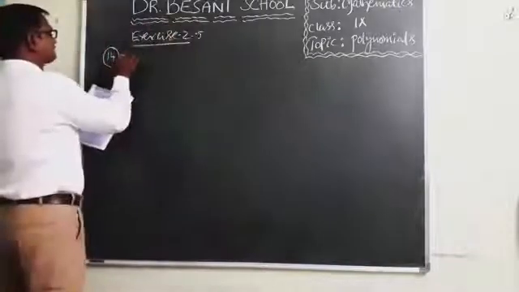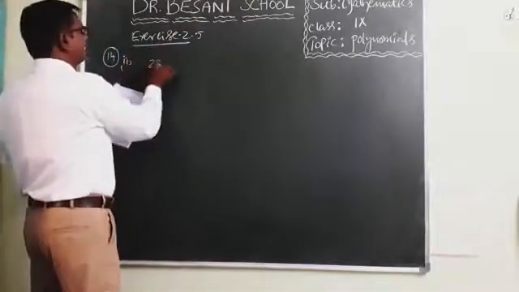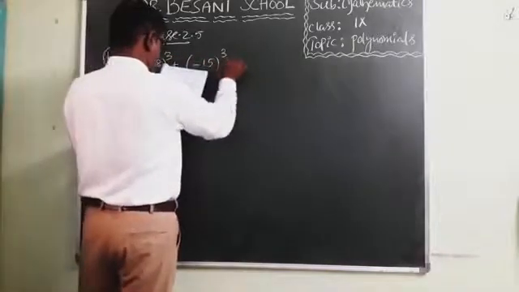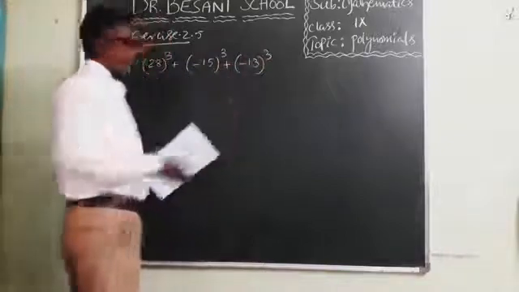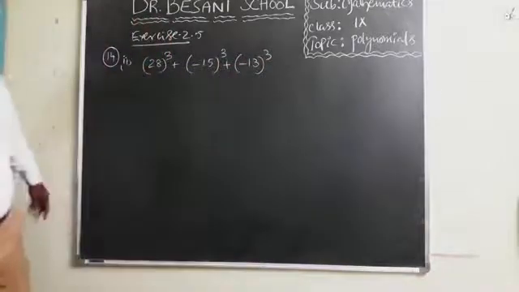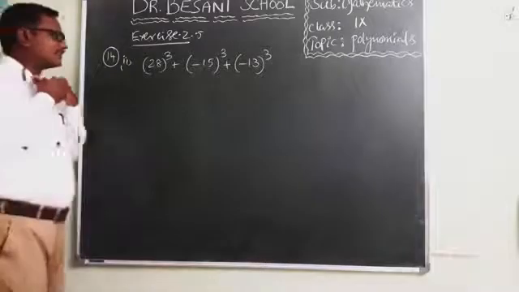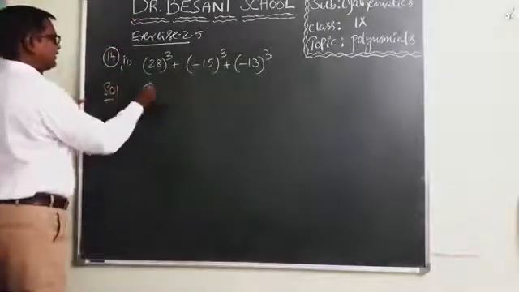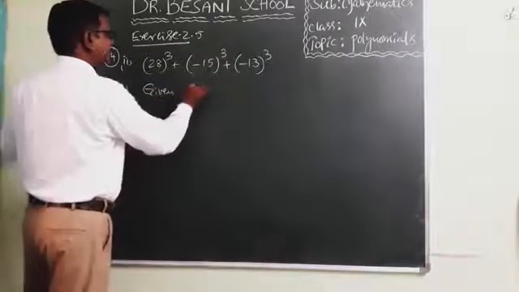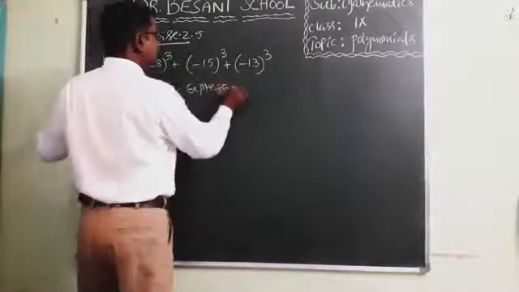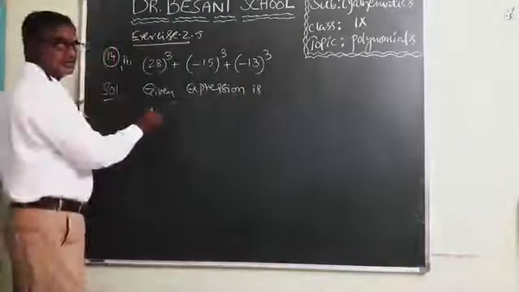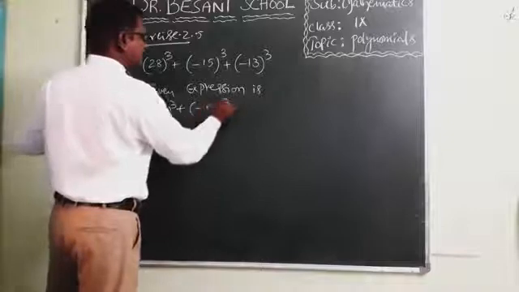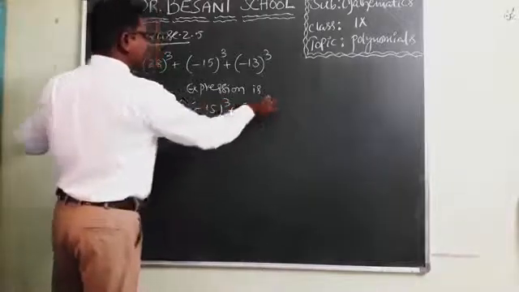Second one from this: 28 whole cube plus minus 15 whole cube plus minus 13 whole cube. Children, without actual multiplication, find the value of this by using an algebraic identity. So, solution: the given expression is 28 whole cube plus minus 15 whole cube plus minus 13 whole cube.